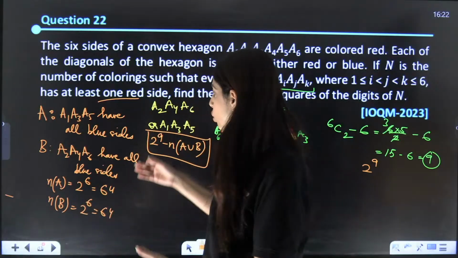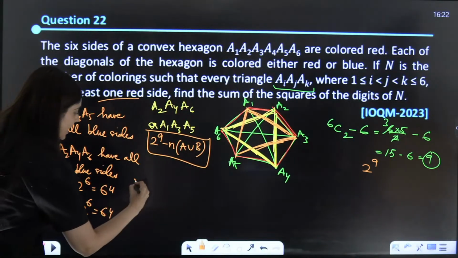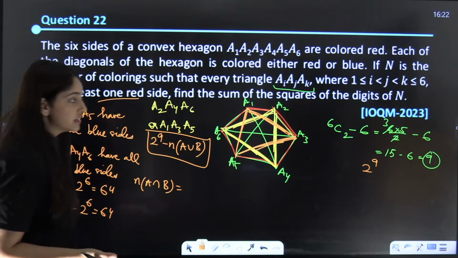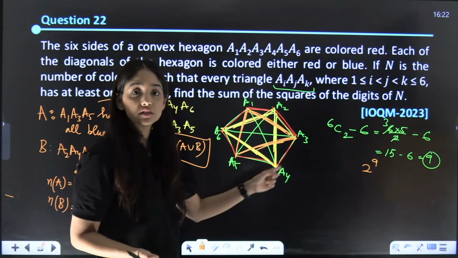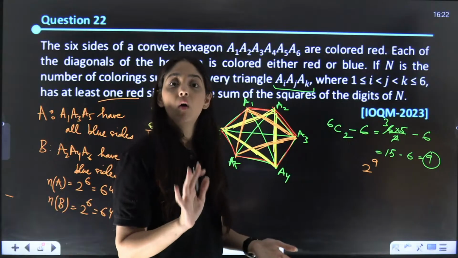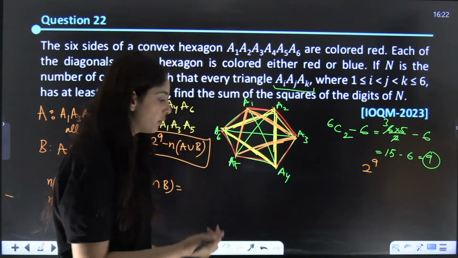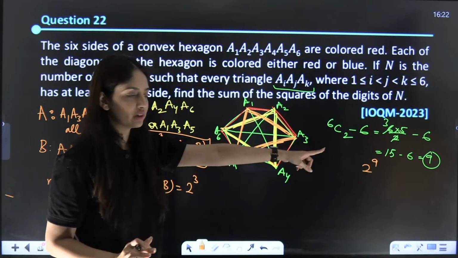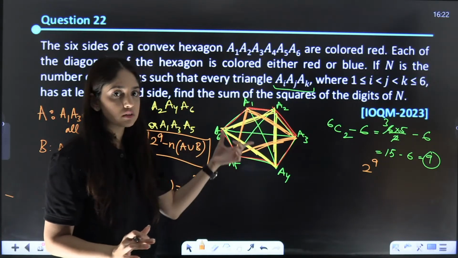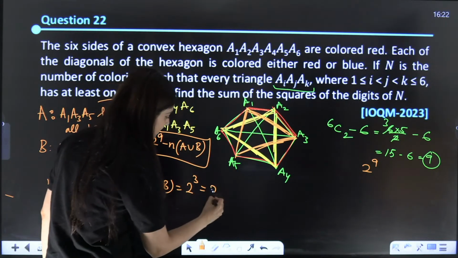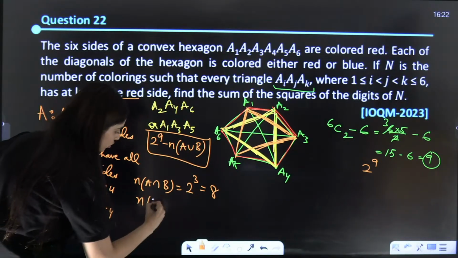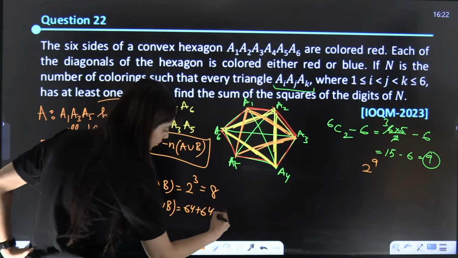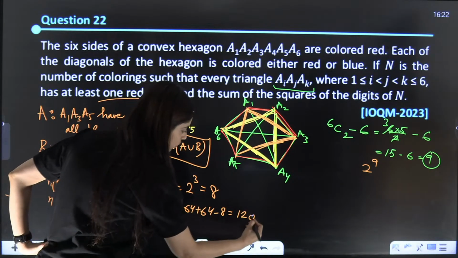Of course, we have an overlap here, so we have to subtract n of A intersection B. That is, these 3 are blue and these 3 are blue. Now we have fixed the colors for all 6 sides. Now the only option we have left is for the remaining 3 diagonals, because in total we have 9 diagonals. So we have fixed the color for 6. So 2 raised to power 3, that is 8. So n of A union B will be 64 plus 64 minus 8, that is 120.